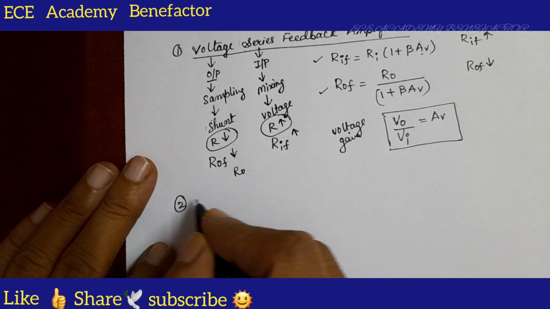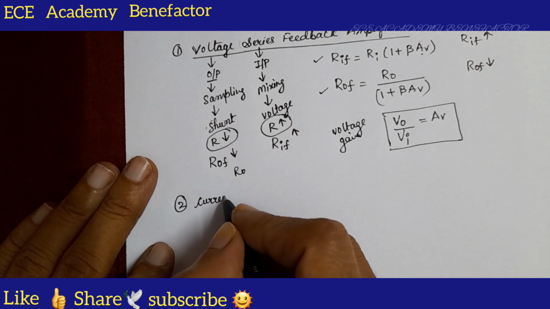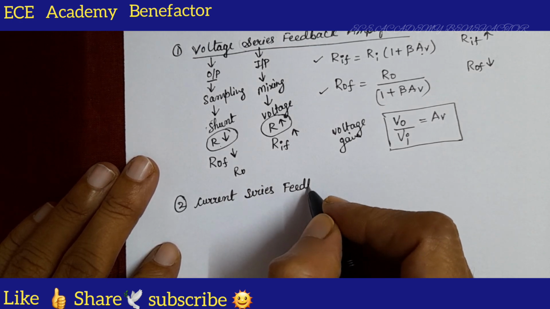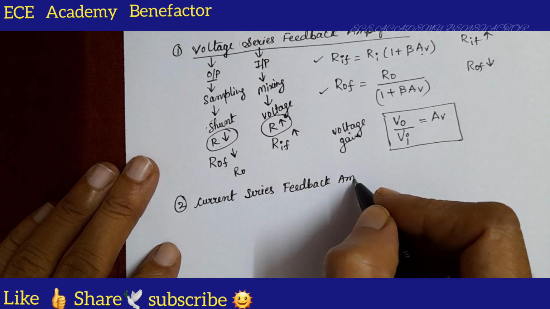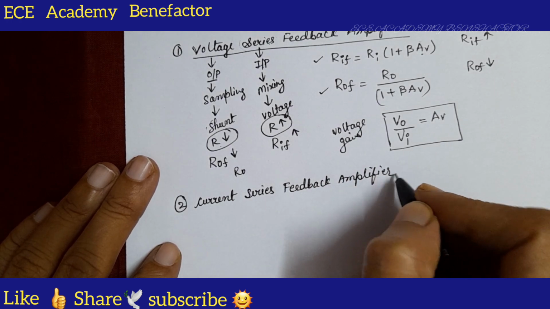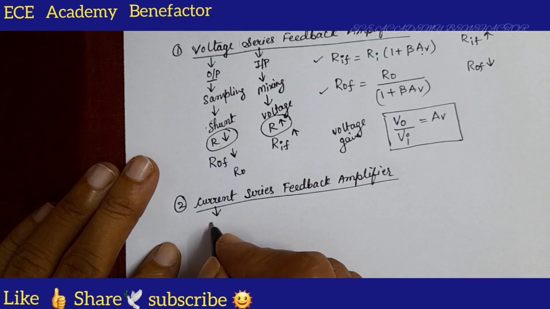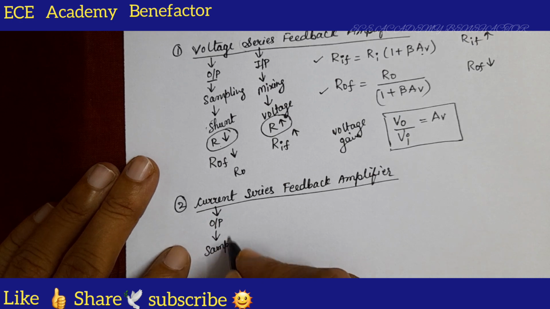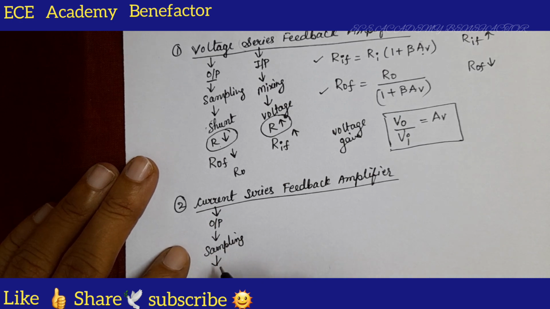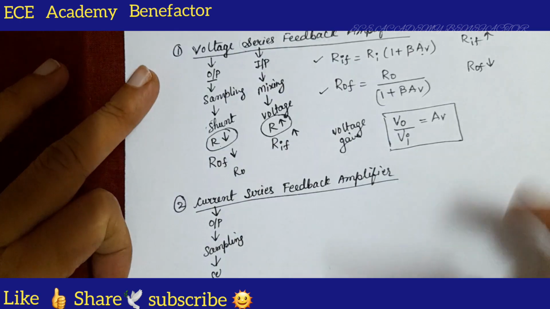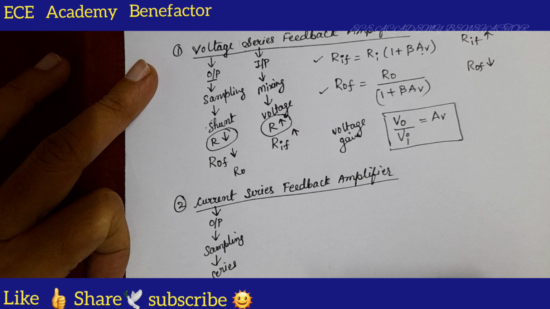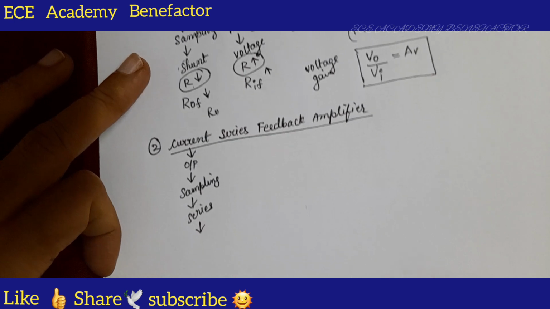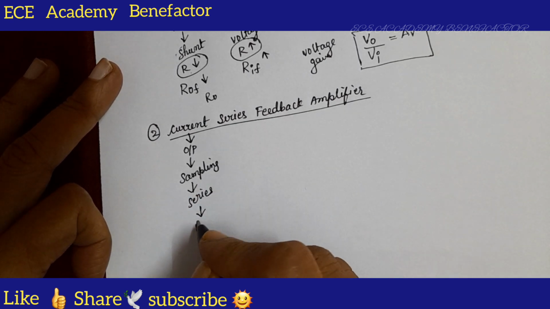The second feedback amplifier is current series feedback amplifier. What is the first word telling? Output. What is sampled? Current is sampled. At the output side we do sampling. If current sampling is done, what are the connections? Series connections. If series connection is done, what will be the resistance value? What will be the resistance value for series? It will increase.